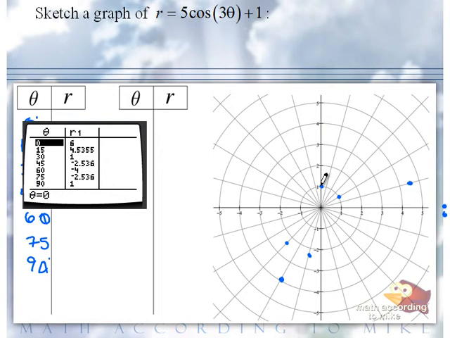Now, it may be beneficial to sketch this in as you go as far as connect the dots. So far we should have something that looks like that.